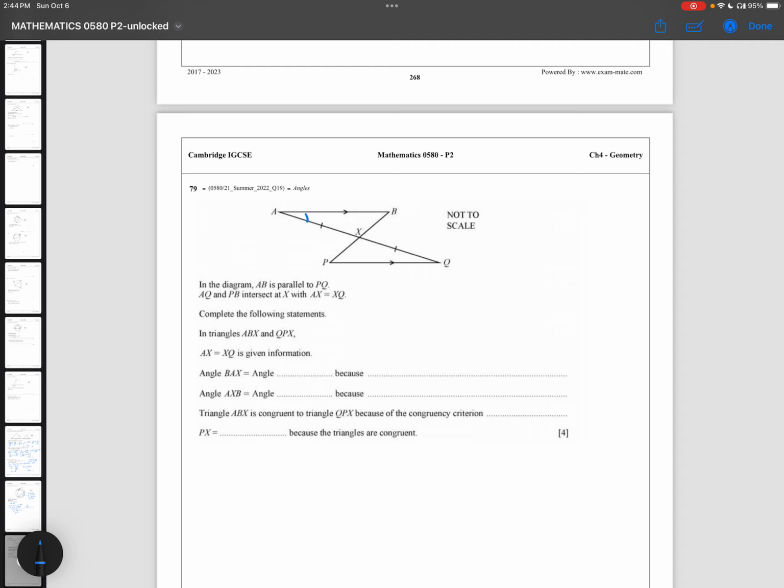This angle will be equal to this angle. Angle, it says BAX, so this will be equal to PQX. Why? Because they are alternate angles. Line AB and PQ are parallel and AQ is a transversal between them. So they both are alternate. So angle BAX will be equal to PQX because alternate angles.